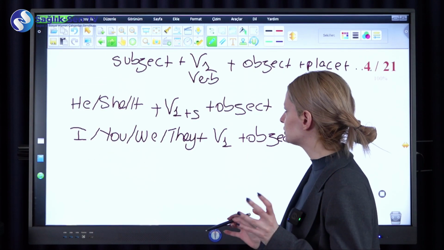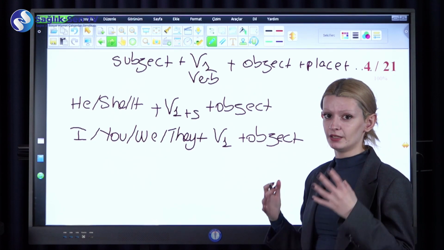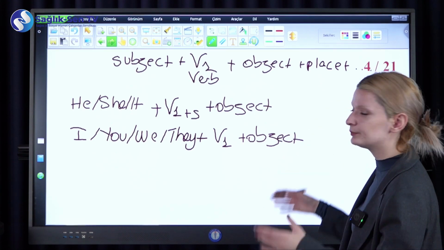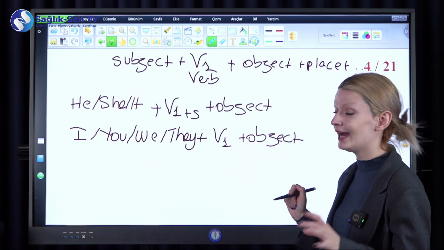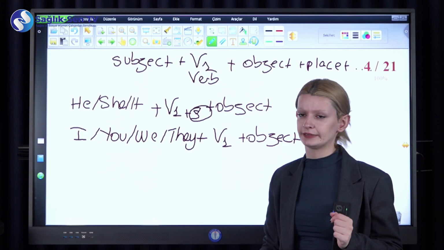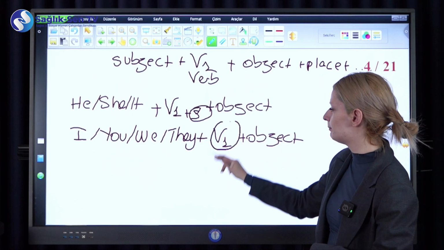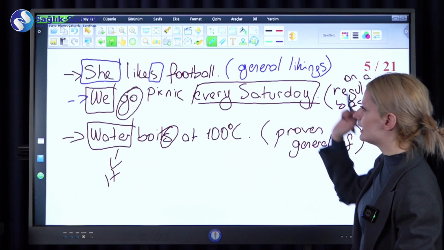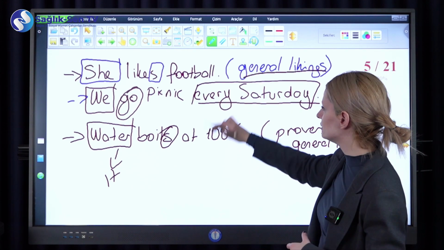Our sentence structure in present simple is after subject we use verb in its bare form, verb 1, and then object, place, time, etc. After he, she, it, when we're using verb, it gets s. In I, you, we, they, it's the same. It's the bare form of our verb. She likes football. It refers to general likings. That's why we use present simple.